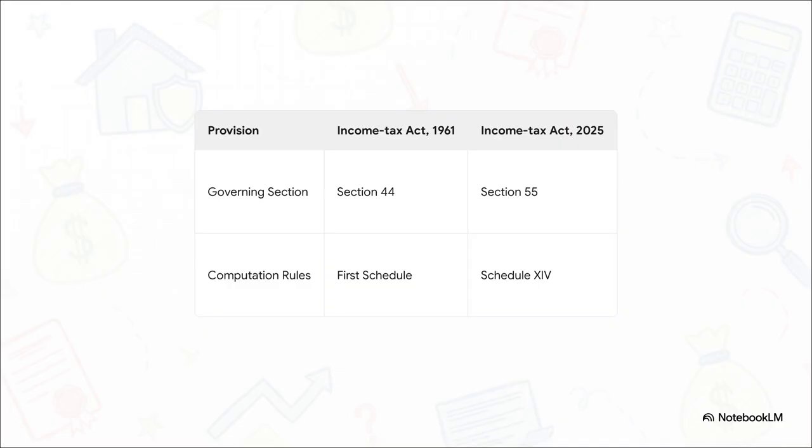And just for a little context, especially for those of us familiar with the old 1961 Act, here's how it maps out. What used to be Section 44 is now Section 55, and the detailed rules that were in the first schedule have now moved to Schedule 14. So it's a pretty direct and clean transition, which definitely helps.